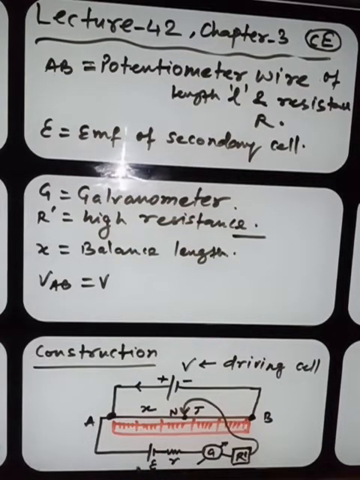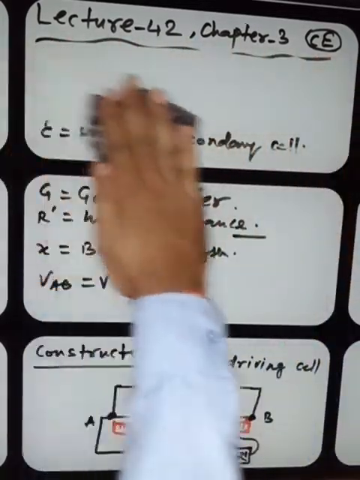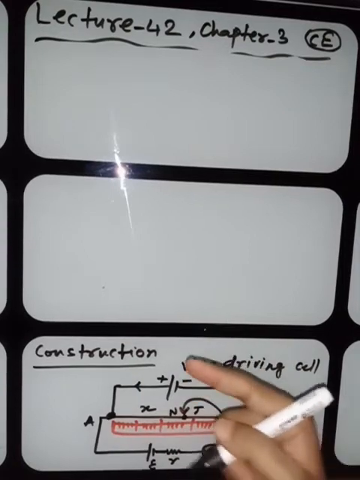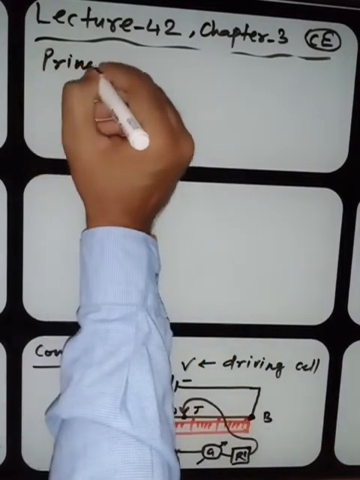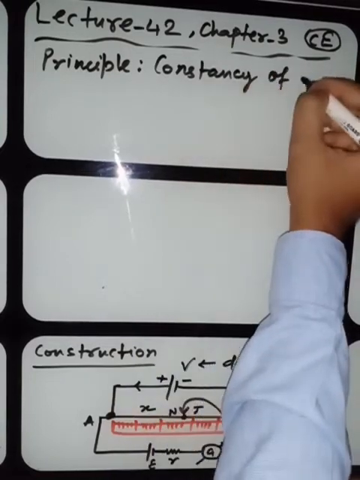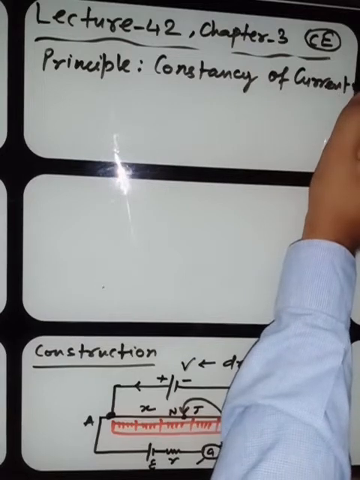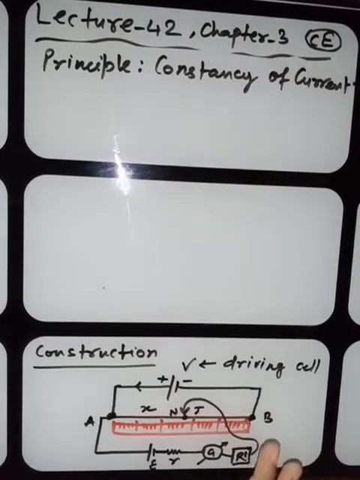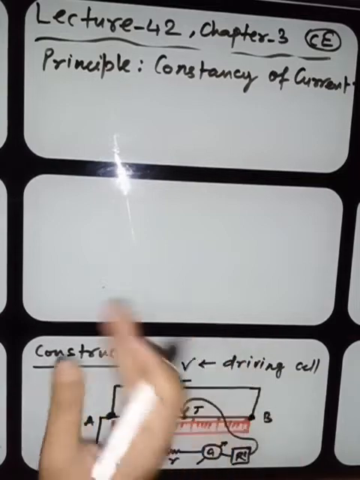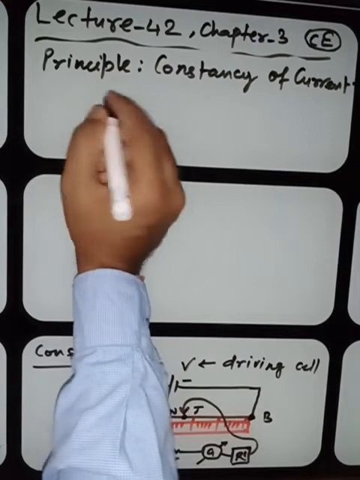This is the external part, and this external part is not taking any current. Remember, this part is not taking any current from the driving cell. It means the current remains constant. That's why we say the potentiometer is based on the principle of constancy of current. We will study in detail what constancy of current means, but we will write the principle: constancy of current. Why this constancy of current? I explained it here right now. Now we'll study why this is constancy of current, and what we get due to it. So this is your theory.